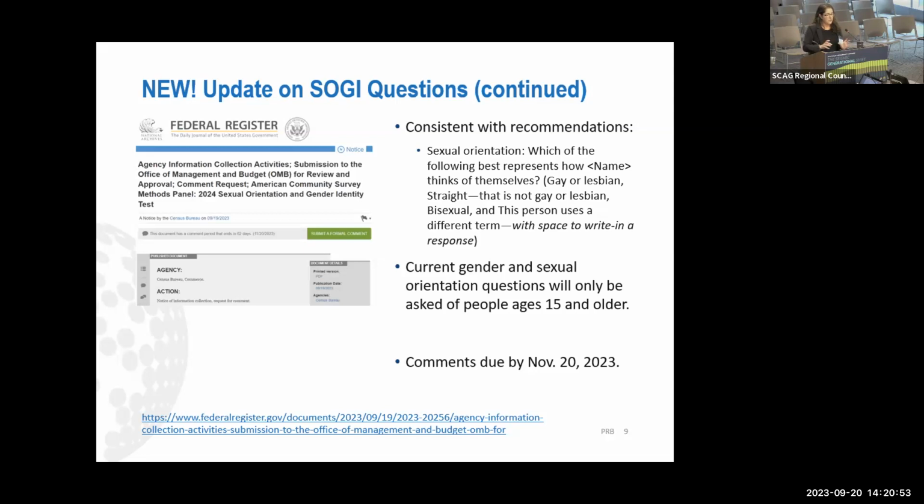So one other key piece of information is that the current proposal that's been noticed in the Federal Register is that the questions will only be asked of people ages 15 and older. And if you read the details, there are some more specific guidelines about how they will treat asking this question in cases where a person might not feel comfortable answering in front of someone else in their household. So I highly encourage you to read it. Comments are due by November 20th.